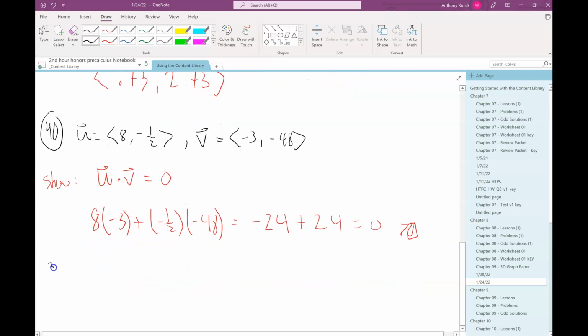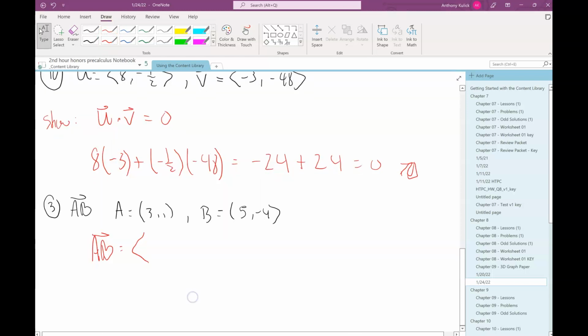So it says that given yada yada yada, find the component form and magnitude for the following vectors. So it wants AB, where A is (3, 1) and B is (5, -4). So the vector AB in component form, I'm going to use the head minus tail rule. I can tell B is the head because it's under the head of the vector. So head minus tail, head minus tail. So there's my component form.